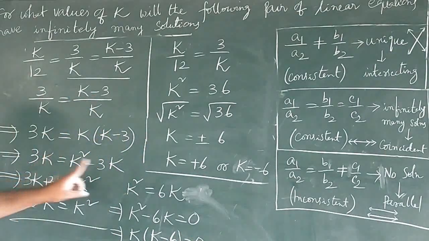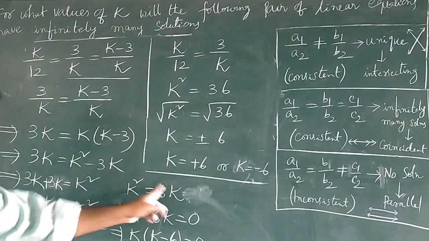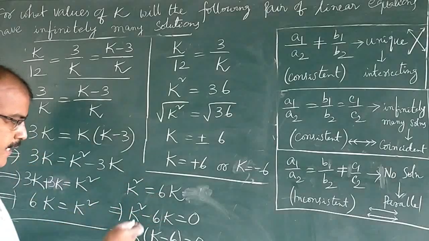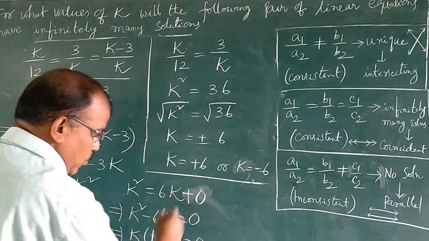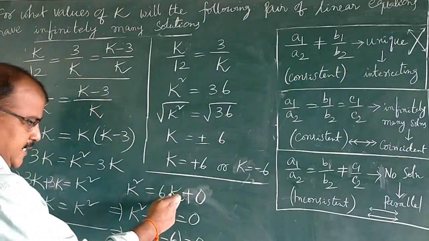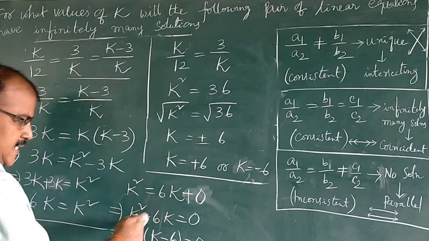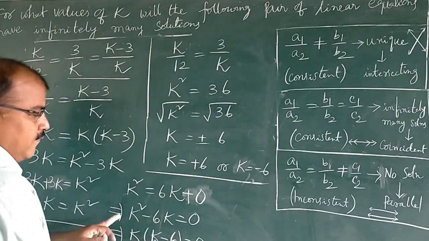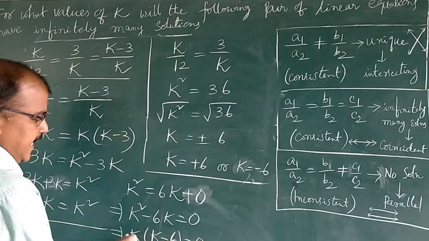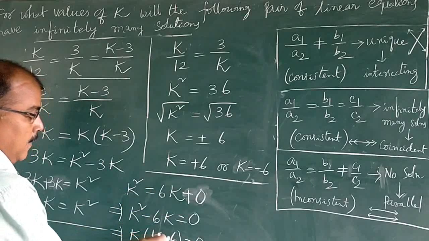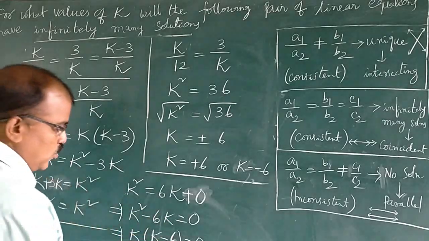Here 3k plus 3k is 6k, so k square is equal to 6k. Here k square minus 6k is equal to 0. Before I said if you want to write 0, k square is equal to 6k plus 0. K square plus 6k will be transposed to minus 6k is equal to 0. Here factorization, k as a common, k into k minus 6. Again if you want to multiply k into k square minus 6 will be 6k. Now I got k into k minus 6 is equal to 0.